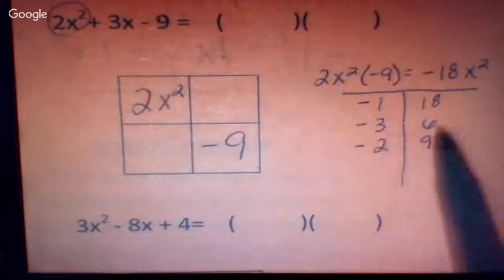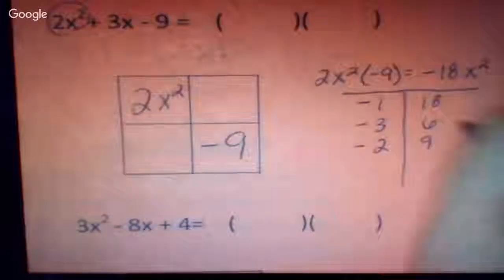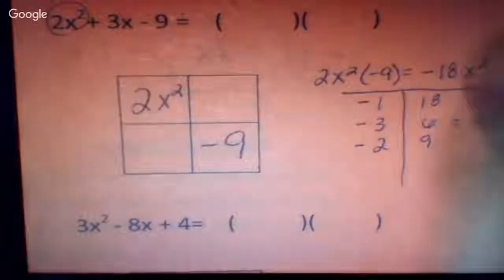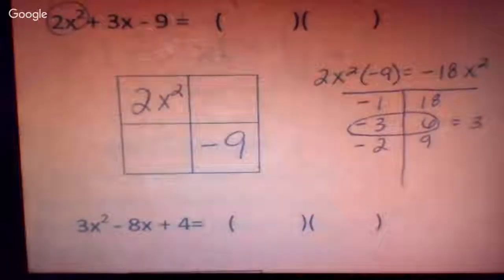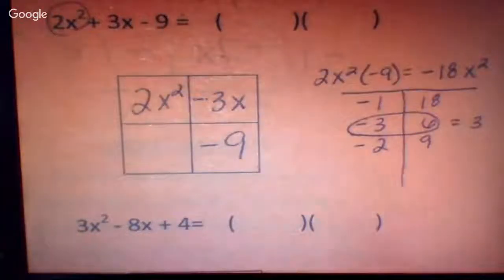Negative 3 plus 6 gives me positive 3. So we're using these. I need a negative 3x and a positive 6x.